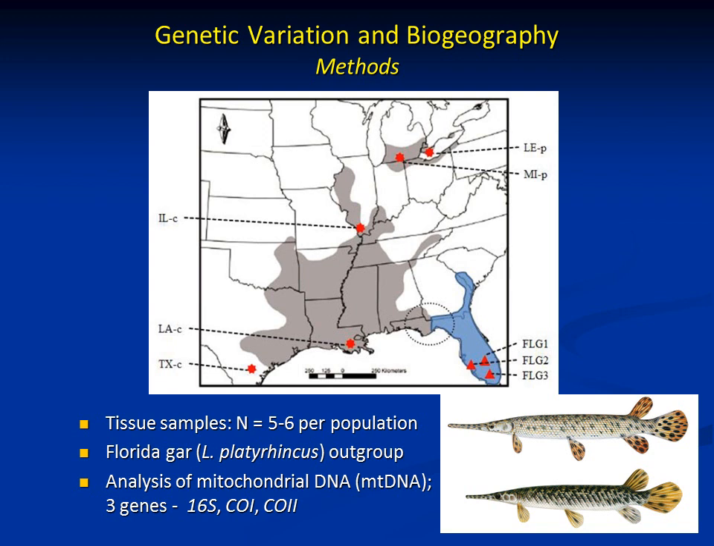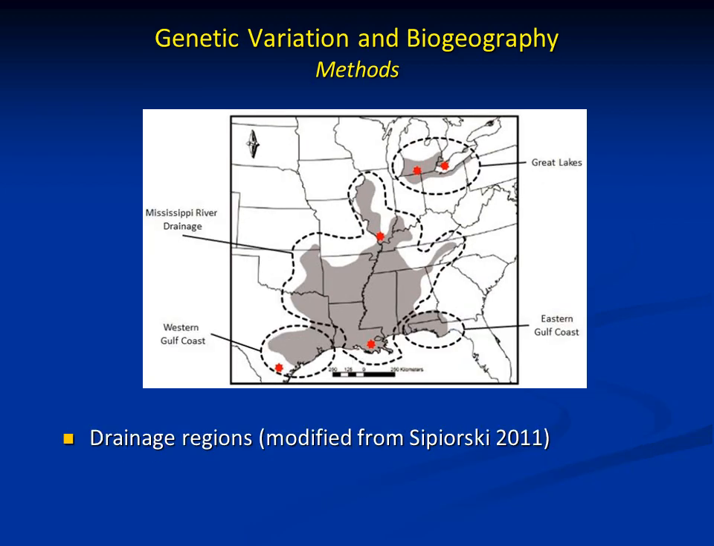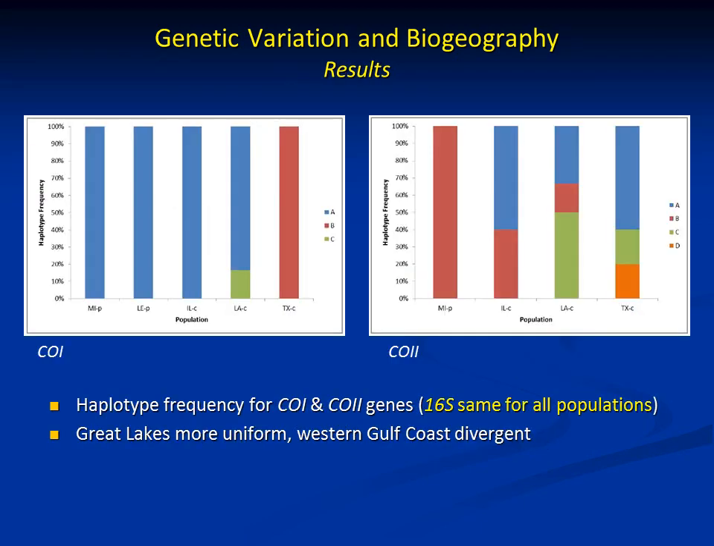So we used 3 mitochondrial genes, the 16S, the CO1, and the CO2. And we broke down the populations into particular regions. So we called it the Western Gulf Coast, the Mississippi River Drainage, and the Great Lakes. We did not get any samples from the Eastern Gulf Coast.